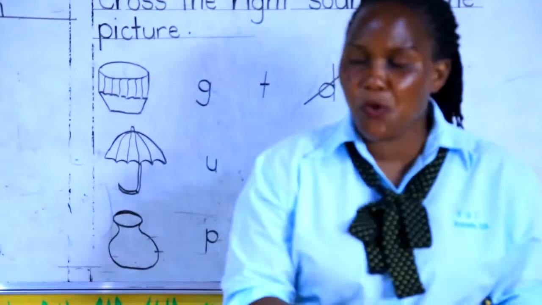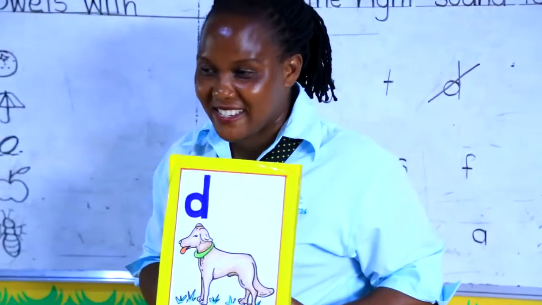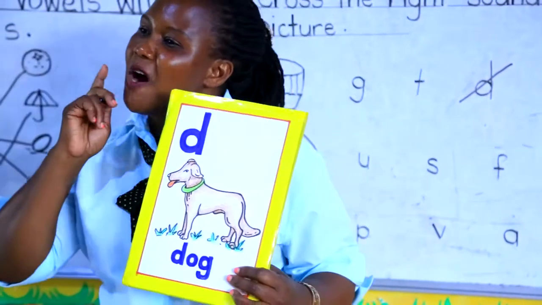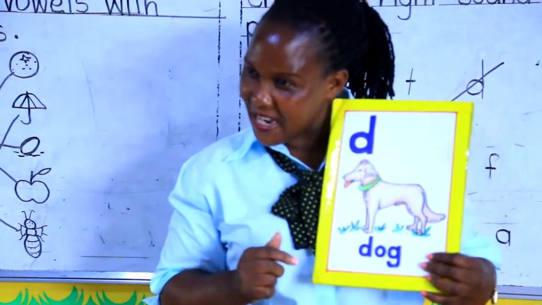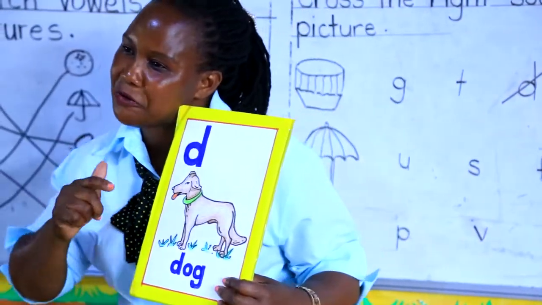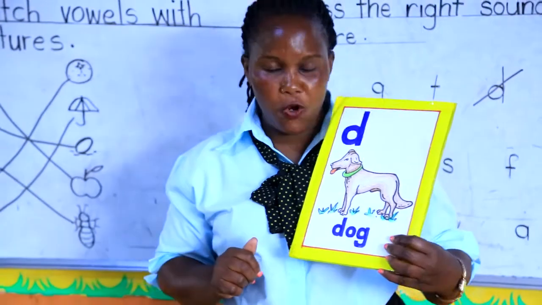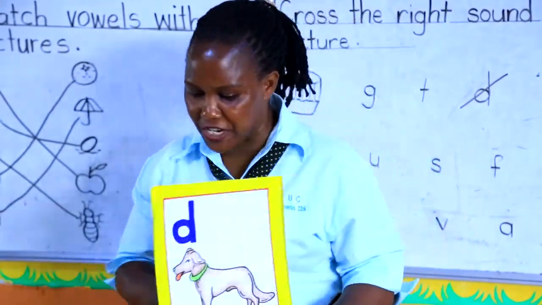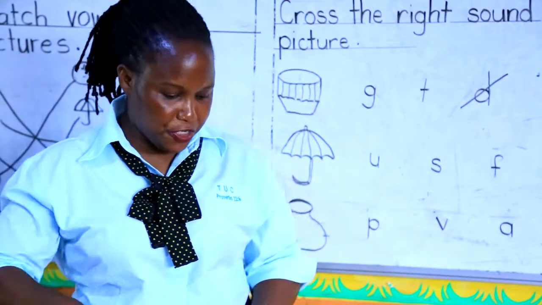Good. Well, look at this sound. Which sound is this? Wonderful. Sound D has got a friend. Can you tell me the friend of sound D? Dog. Wonderful. Dog is a friend of sound D. So that is D.